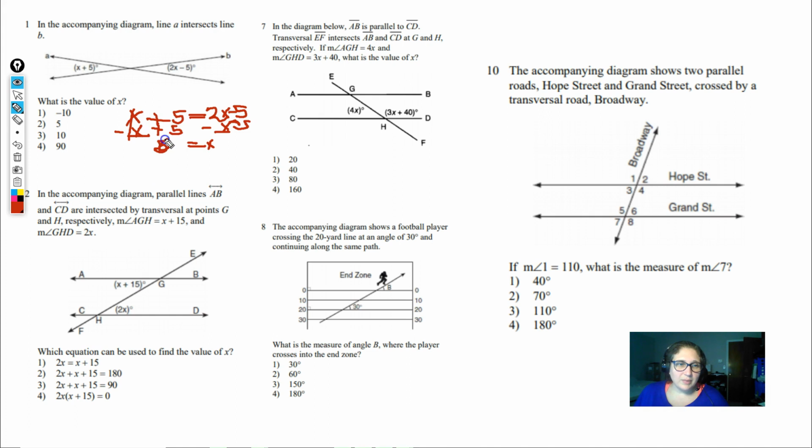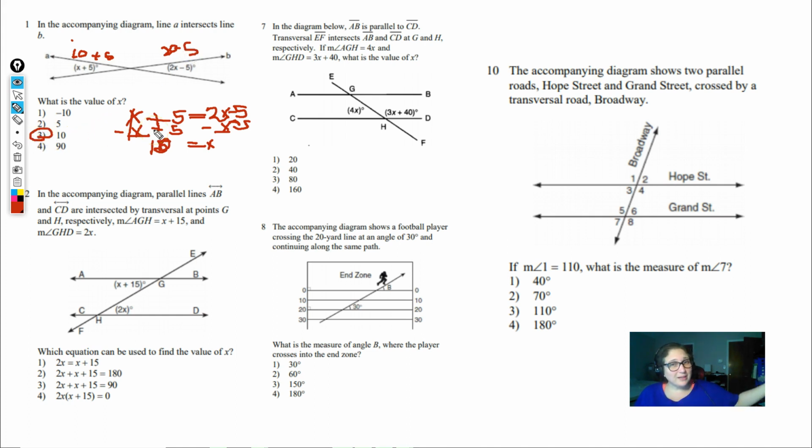So this is really going to be 10. So my answer is x equals 10. And let's check it. Well, if I put 10 in here, 10 plus 5 is 15. And if I put 10 into here, I have 2 times 10 is 20. 20 minus 5 is 15. So I know the answer is 10.